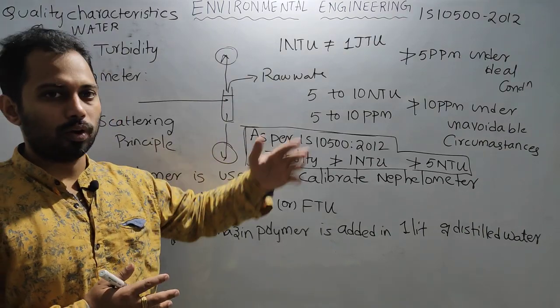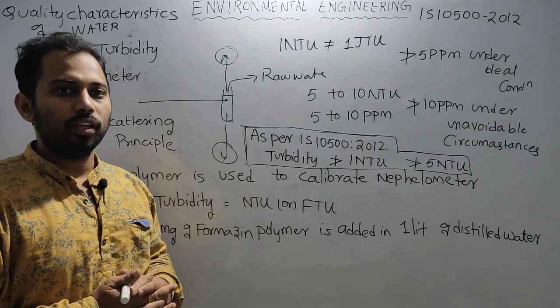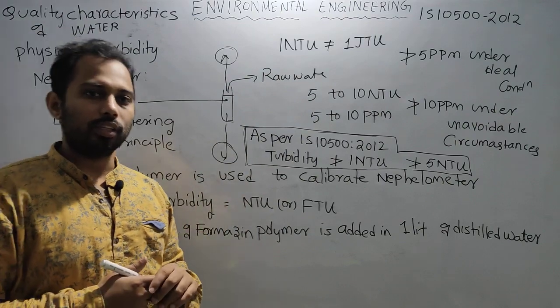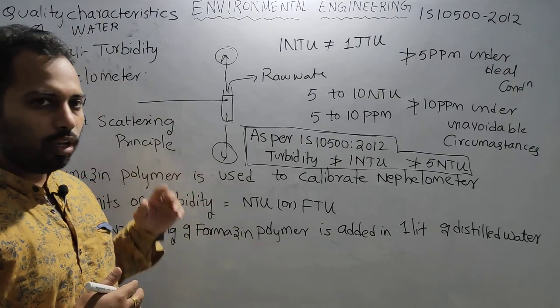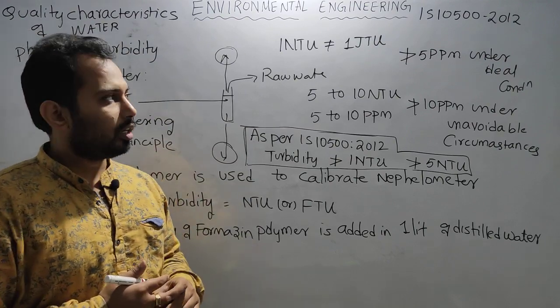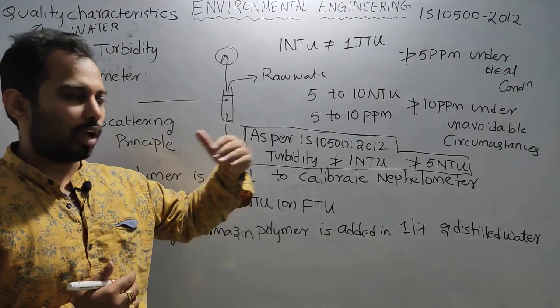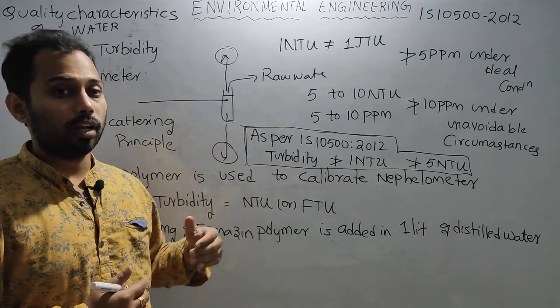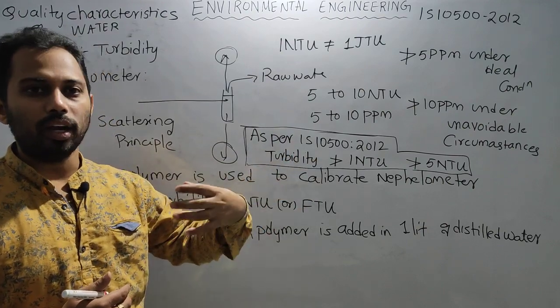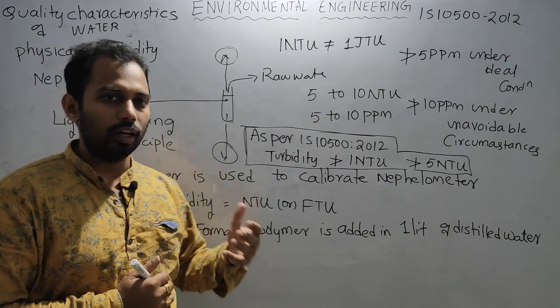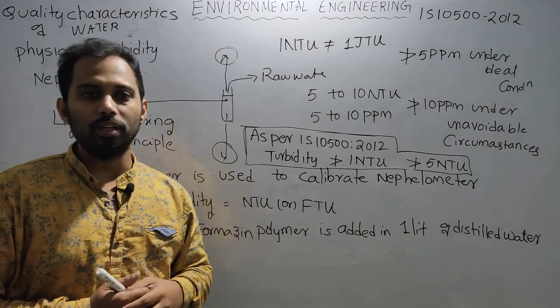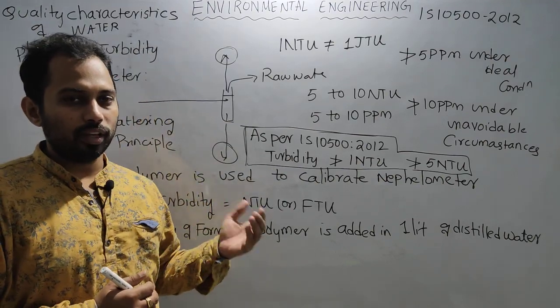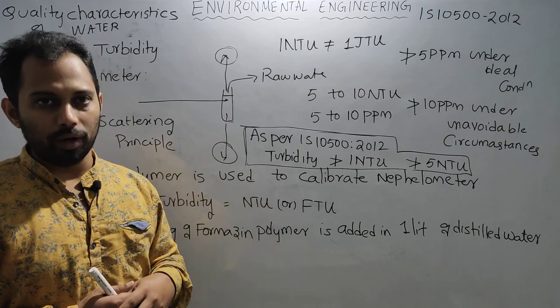IS 10500 is for water quality parameters, and IS 516 is for hardening tests of concrete. There are many codes we use. So it is better to have a look at the code, simply type the code name and see if there are any latest amendments. Record those amendments, because sometimes in examinations they will give questions from the amendment only.